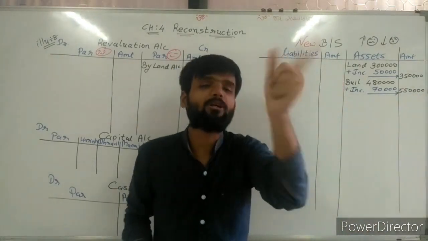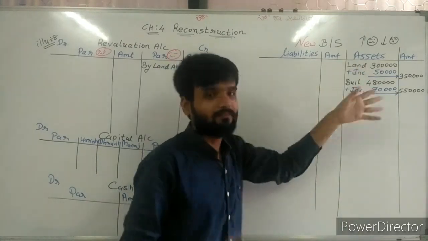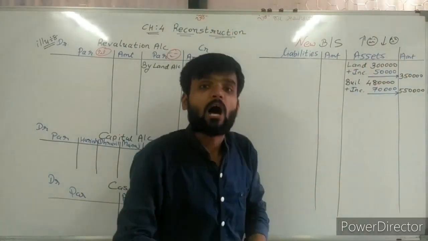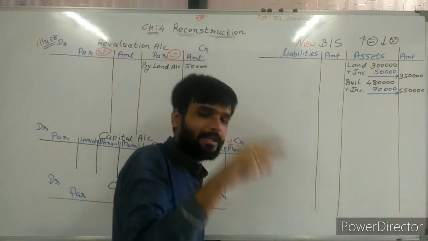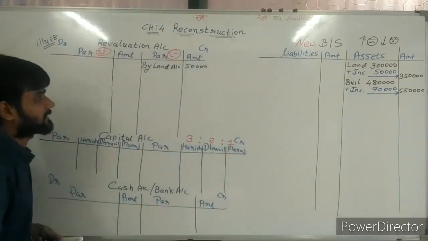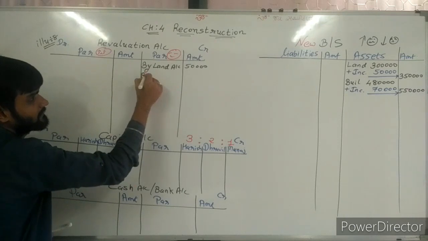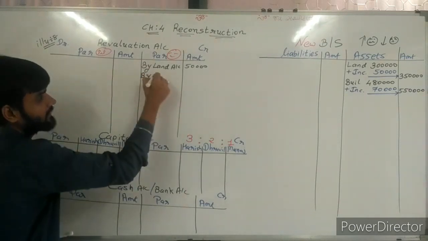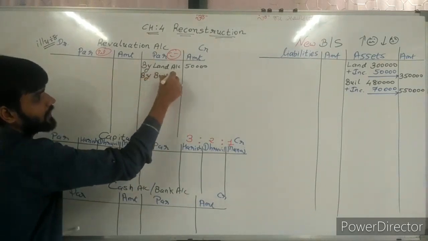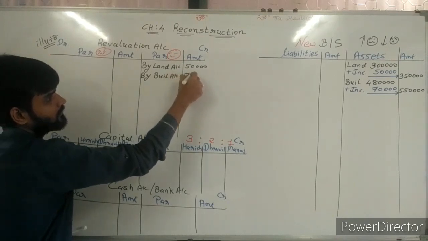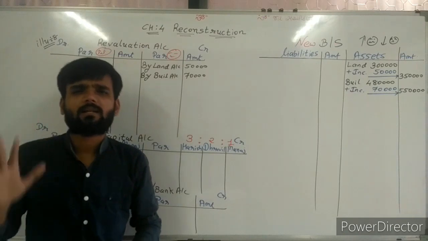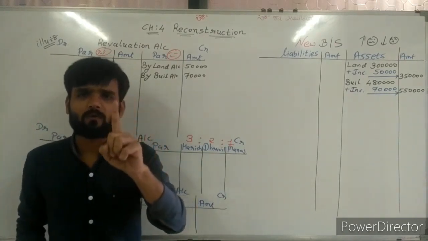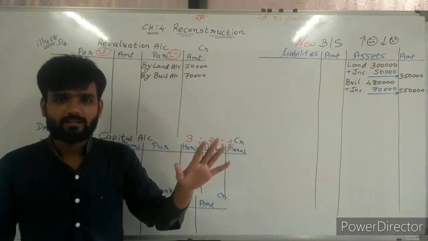Now again think, happy or sad? Happy, simple. Building value increase, then happy. How many rupees happy? 70,000 rupees happy. So write down here: By building account, 70,000. Simple. Adjustment number 1 completed.